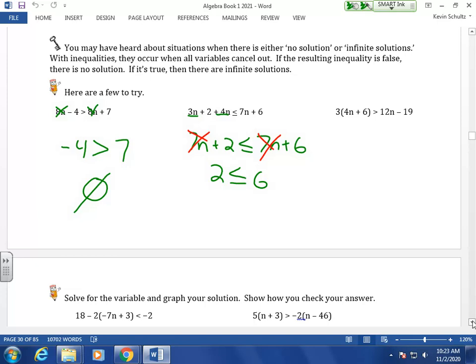True or false? True. Therefore, remember this is that symbol, okay, for infinite solutions, all real numbers. Any number that I plug in there is going to make the inequality true. Because if I start with 7n's and I plug in any number for n and I add 2 to the left, I'll end up with less than if I added 6. So it's always going to be true. Okay?